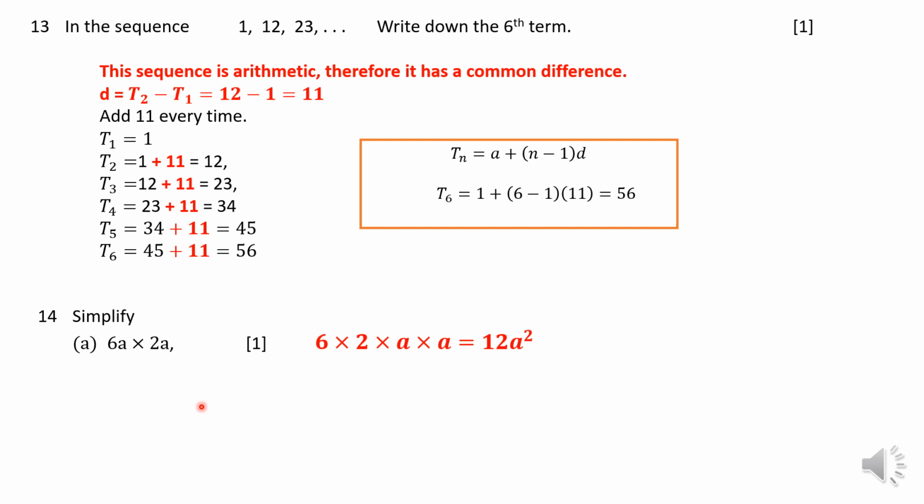Question 14 is really interesting. You're supposed to simplify. It's a straightforward question. Now, when you multiply, you always multiply your coefficients, and then you multiply your variables. 12a squared. The b part, you have got 18b to the 9th power divided by 3b to the power 4. As you see, I took the coefficients first, and then I took the b's, and I realized when the bases are the same and you are dividing, what we do is subtract the indices, and we got 6b to the power of 5.